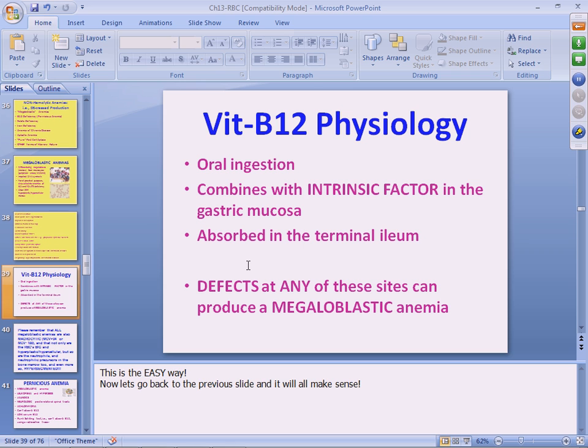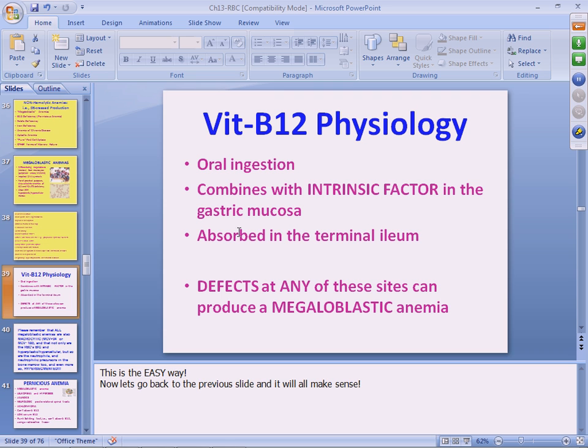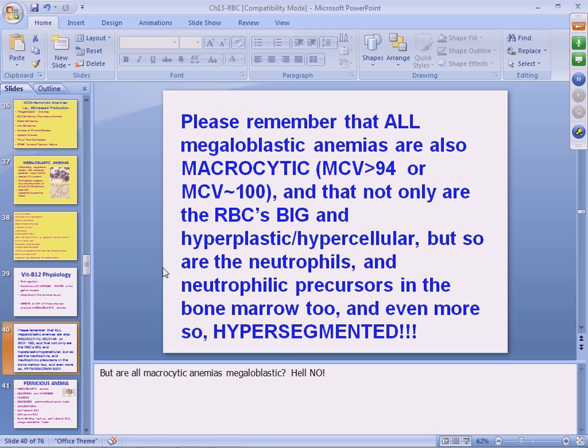So, here is the bottom line. You get the vitamin orally, it combines with intrinsic factor and gastric mucosa, and is absorbed in the terminal ileum. Defects at any of these stages can produce a megaloblastic anemia. And look, isn't that better than just rattling off 15 or 16 things like this without knowing why? So I would much, much prefer you understand this than this, because I could tell you, most people, when you give them a list like this and it doesn't make sense, they only remember the first 2 or 3 and then they forget everything else. That's just human nature.